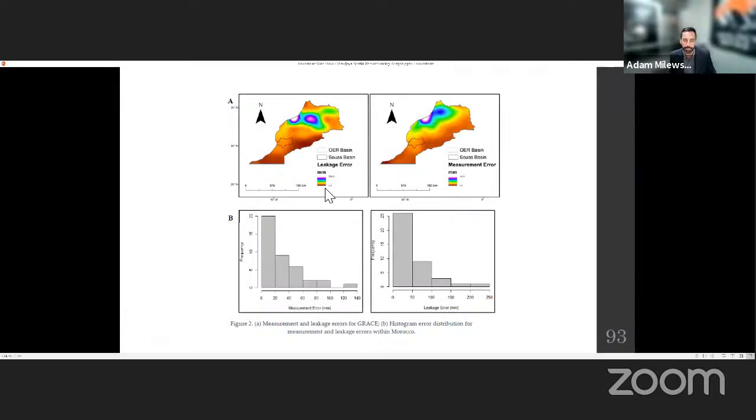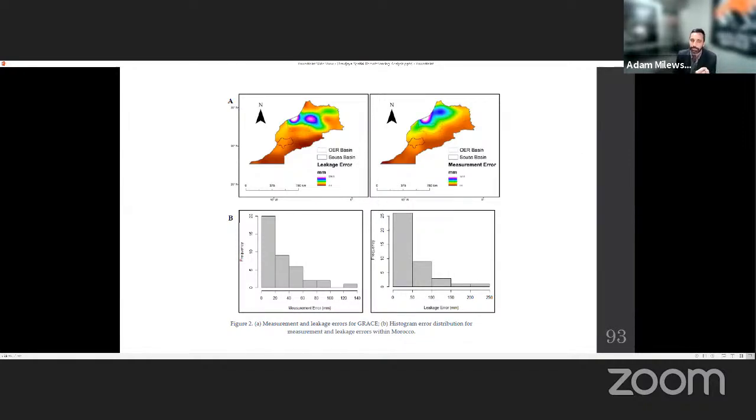This was from a paper that I published 2 years ago in Morocco, where we were looking at GRACE variations of water storage variations in an agricultural area in northern Morocco, as you can see here. And what I'm trying to show is that we had two sources of error even after we processed all of this. The first is called leakage error.